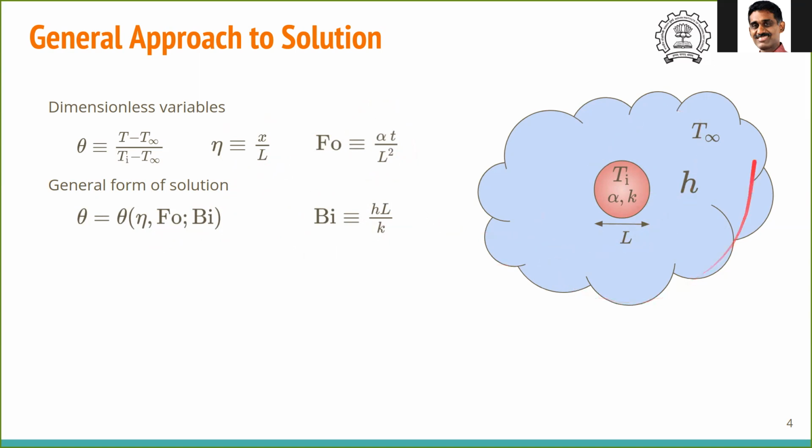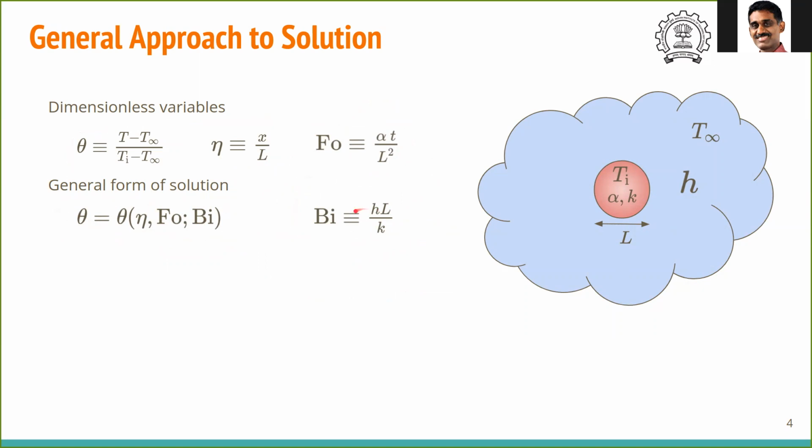So all the parameters that we have are all captured here. The solution is always of the form theta is a function of eta and Fourier number, the dimensionless time, and the only parameter is the Biot number. So this is the advantage of posing the equations in dimensionless form.